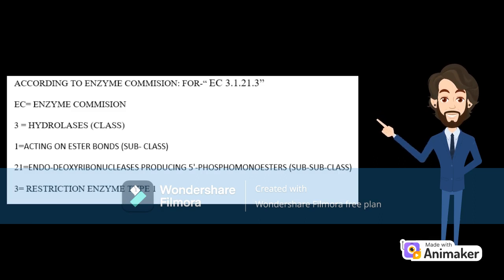In this order, 3 is the class name, that is hydrolases, and 1 is the subclass that comes under the hydrolases, meaning acting on the ester bond. 2 1 is a sub-subclass. 2 1 refers to endodeoxyribonucleases producing 5'-phosphomonoester, and the last number 3 is the type, meaning in which order it falls. So it means that this enzyme acts on the ester bond according to the subclass, and it comes under the class of the hydrolases.